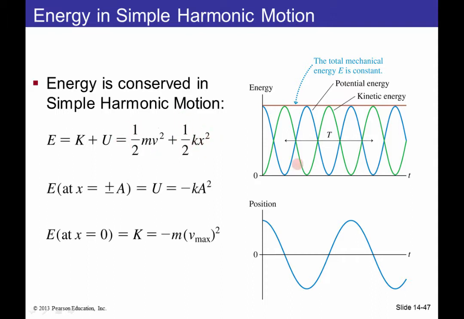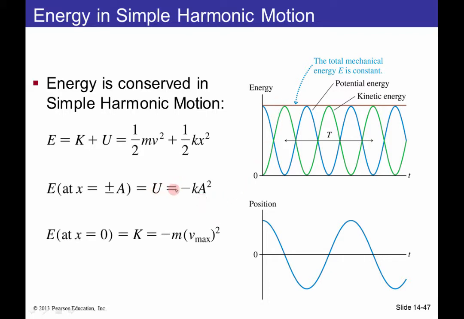What that means is that right here we have a harmonic motion, and this blue line is the potential energy as a function of time. The green line is the kinetic energy. At any point, if I add the value of the blue line with the value of the green line, I'm going to get this brown value here, which is the total energy, which is always a constant.